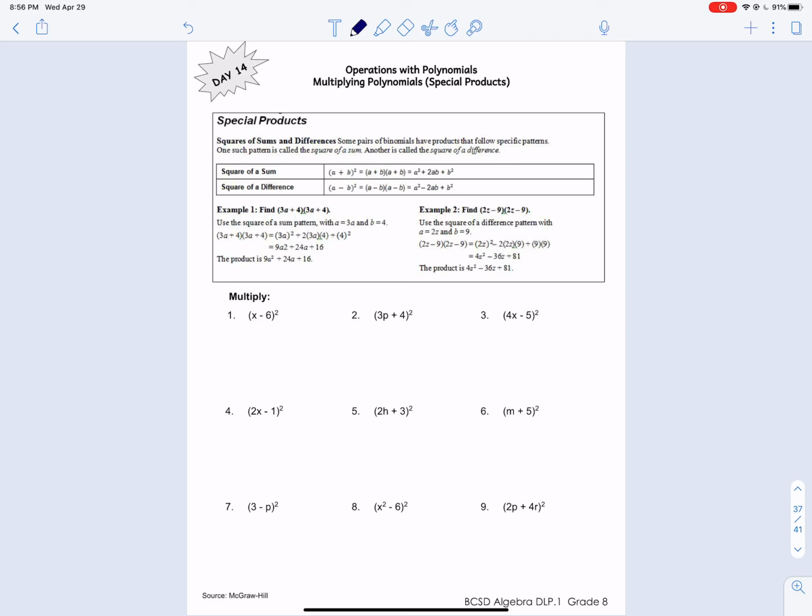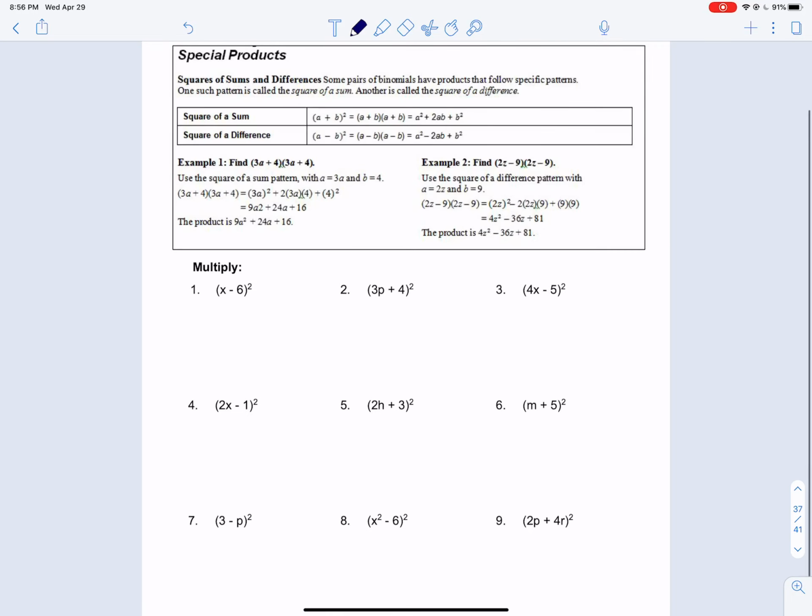just write it out instead of with an exponent. I'm going to write it out like we normally would, so it's just a little bit easier to see. And then I'm going to just use distributive property twice. So x times x is x squared. x times negative 6 is negative 6x. And then we take that negative 6 times the other two terms. We get negative 6x plus 36. Combine like terms, we get x squared minus 12x plus 36.